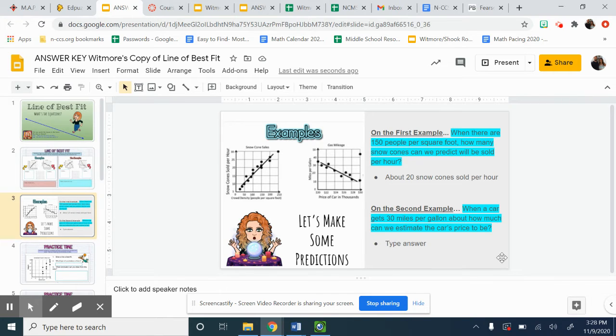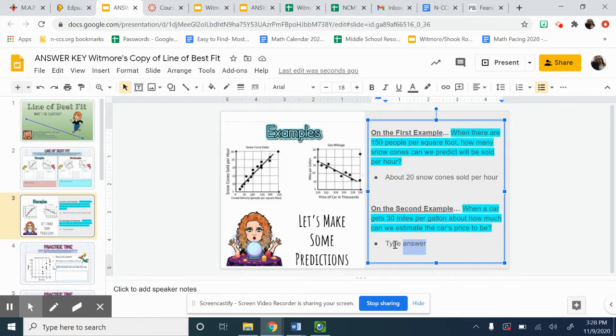On the second example, when a car gets 30 miles per gallon, about how much can we estimate the car's price to be? So we have the price of the car in thousands and our miles per gallon. When we have about 30 miles per gallon, we can estimate that our car is somewhere around $22,000. Because this time, we find the 30 on the y-axis, because that's where my miles per gallon is. And we go to where we see that data point. It would be somewhere in this general area, which is going to be around 22,000. We have to say 22,000 and not 22 because we have to read our units at the bottom.